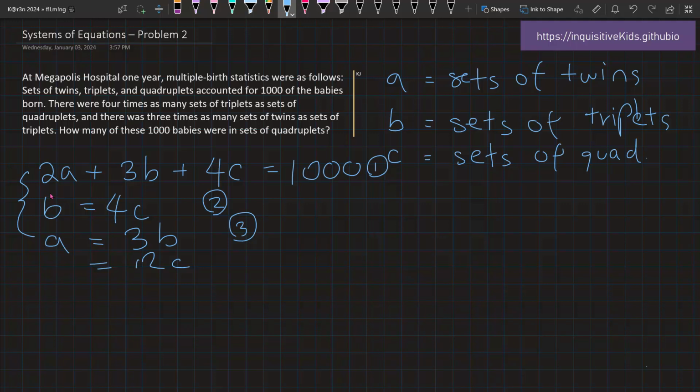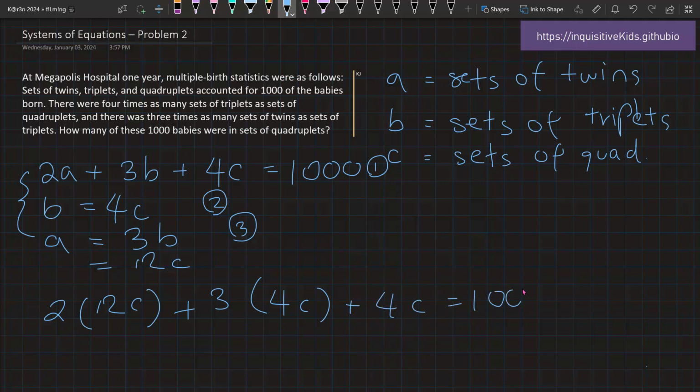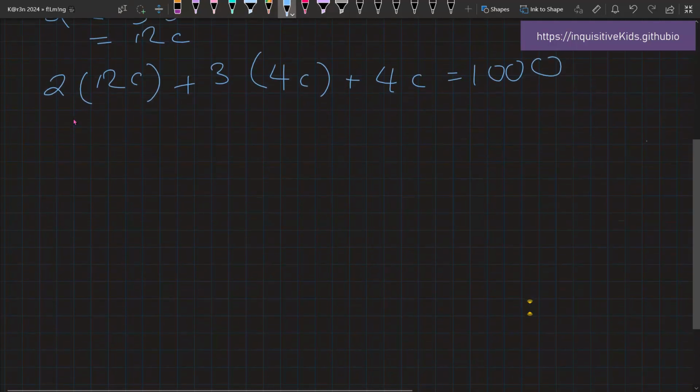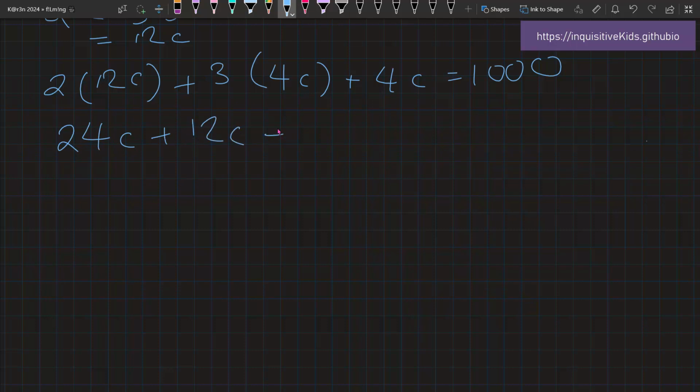So 2A will become 2 times 12C. 3B will become 3 times 4C. The last term stays the same, and we know the total is 1,000 babies. Now we can combine like terms. We have 24C plus 12C plus 4C is equal to 1,000. By combining the coefficients of these terms, we have 40C is equal to 1,000.